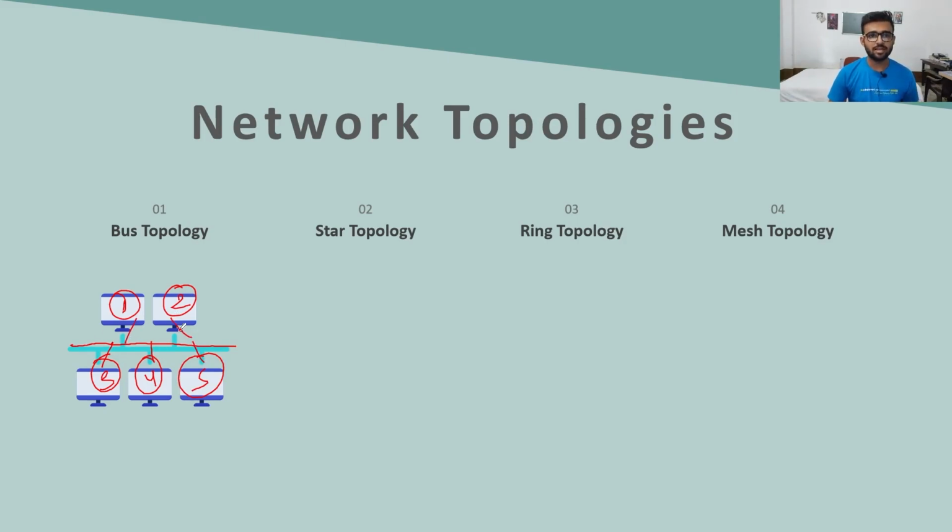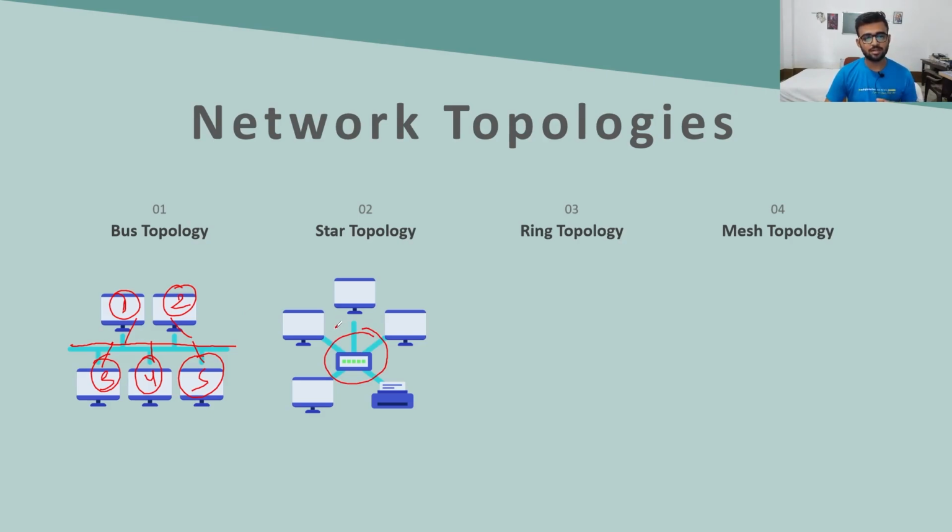So data is transmitted in both directions to all the devices on the network. So this is the bus topology. And next one is star topology. So what is a star topology? Devices are connected to a central hub. As you can see, this is a central hub where all the devices are connected, and the hub acts as a repeater for the data flow.